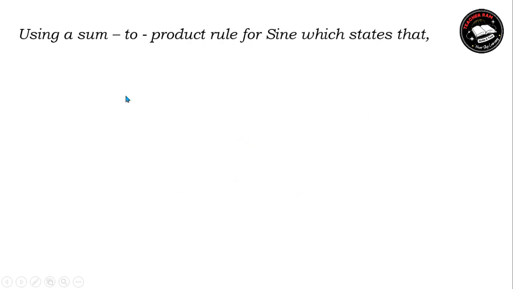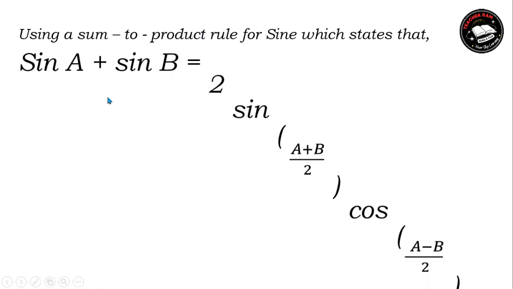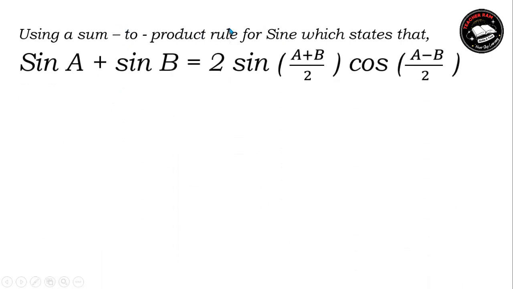The method that we are going to use is the sum to product. So we'll have two phases. The first phase is the sum to product for the sine function, and the second one is the sum to product for the cosine function. So let us start with the sum to product for the sine function.